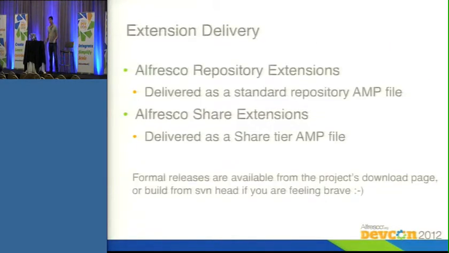Much like most Alfresco extensions, we deliver this as 2 AMP files, one for the repository tier that's delivered just as a standard AMP. You can install it using the tools you already know. And the second one is the Share extensions, which is also delivered as an AMP file. We do formal releases every so often when we have enough new functionality and bug fixes to make it worth doing. But if you're feeling brave, you can always get the latest code from the Subversion head. We don't check anything into head until it's actually functional. So that branch tends to be pretty stable, but you know, your mileage may vary.